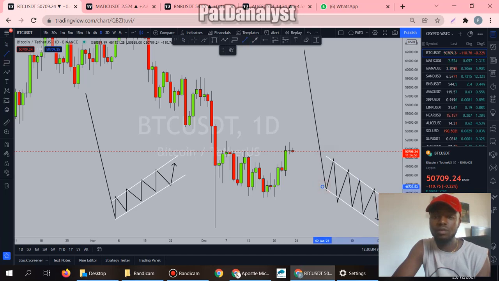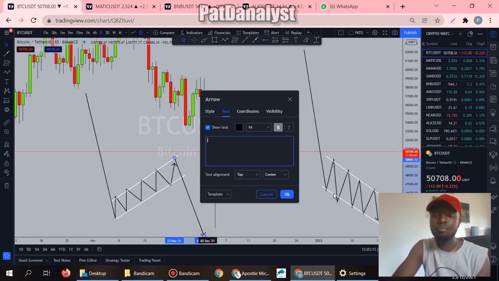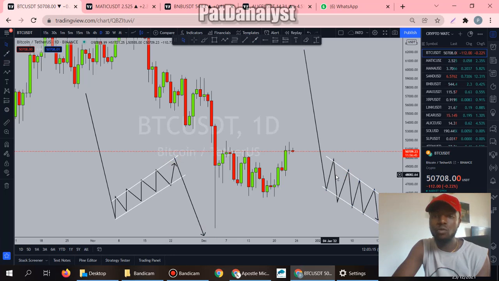So what's the difference between these two patterns? This pattern tells you that after the drop, we had a flag pattern, and it means that the market is still going to drop further. Whereas this pattern tells you that after a drop, we have a wedge, it means that the market is going to what? Reverse. And that's exactly what happened on BTC.